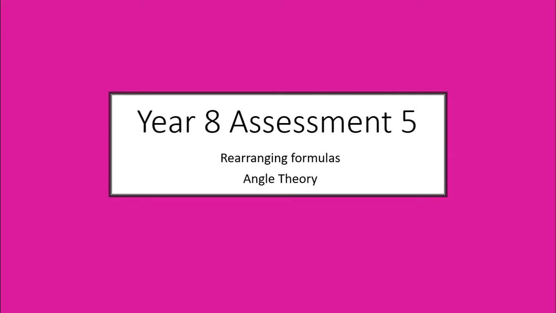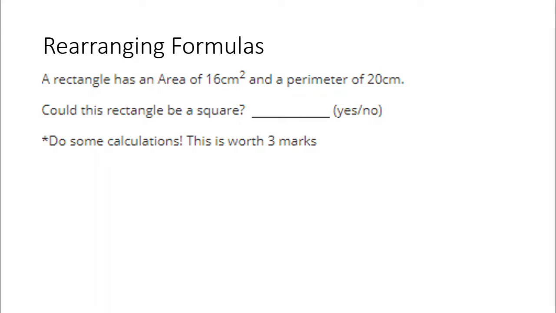Hey Year 8s, let's take up Assessment 5, which is just basically rearranging the formula and angle theory. This first question asks you to rearrange the formula because we're given the area of a rectangle and we're given the perimeter of a rectangle. So we should really start by setting up these formulas.